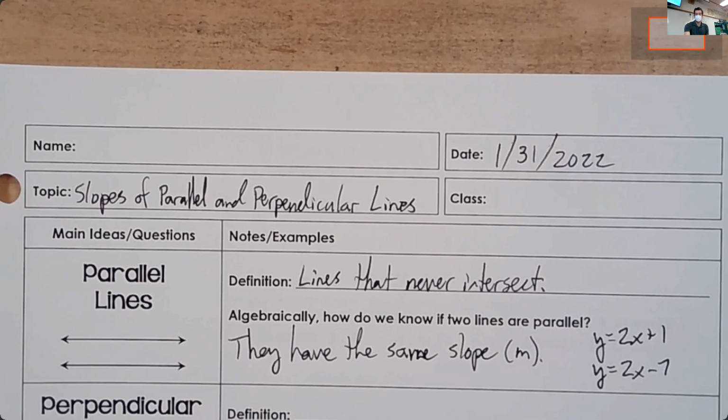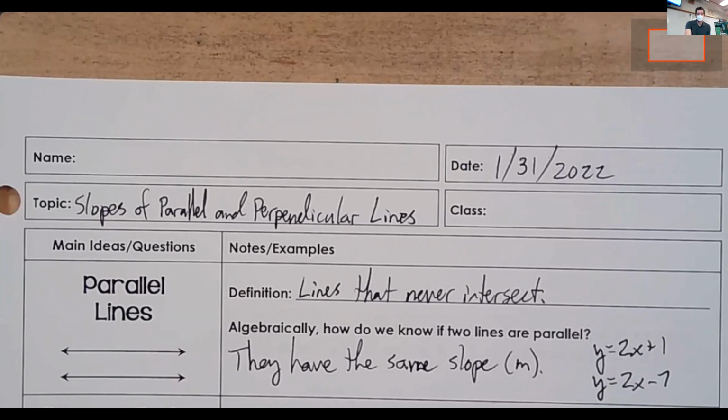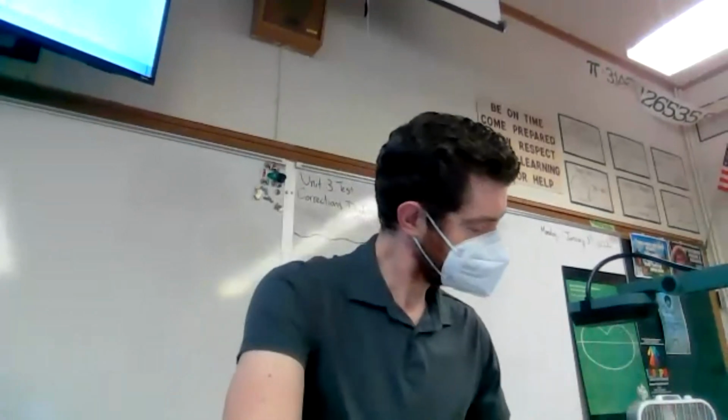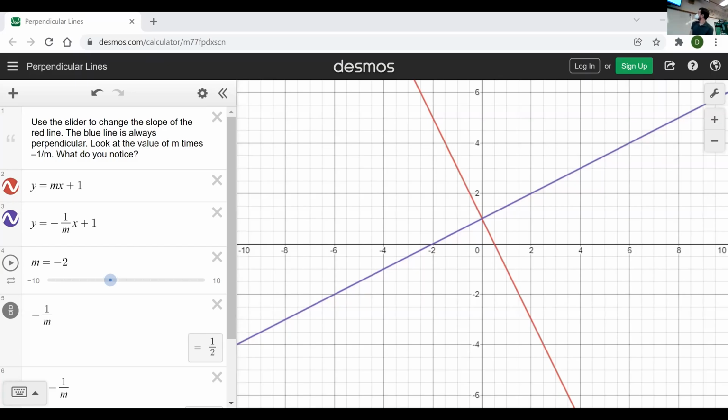So I've got another graph up here that I'm going to be changing, and I want you to take a look at what happens here. So this one's a little bit different, and I think this one's a little more interesting. First of all, these two lines are perpendicular, and we'll get to a definition of perpendicular lines real soon here. But first, we're going to take a look at the graphs. So these two lines are perpendicular.